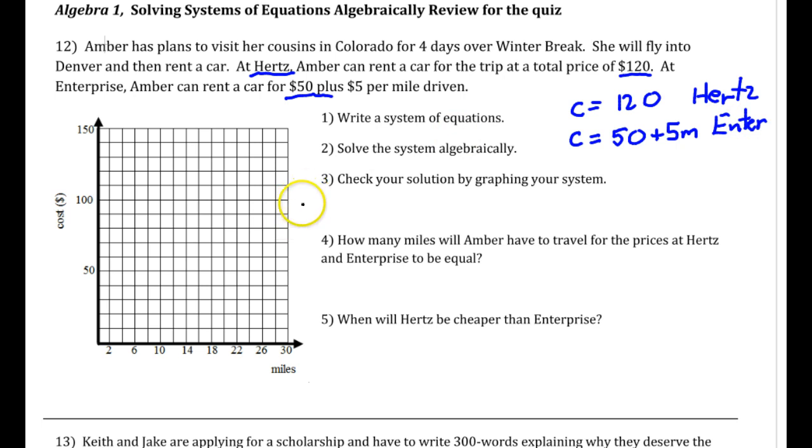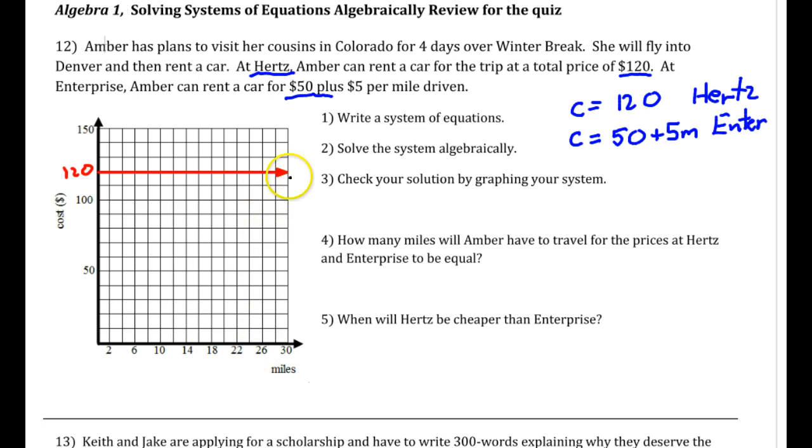Okay. Now let's go ahead and graph this and see what it looks like graphically. So the first one, 120. We're counting by tens here. So this is 100, so we got 10. There's 120. There you go. So no matter how many miles, 2 miles costs 120.